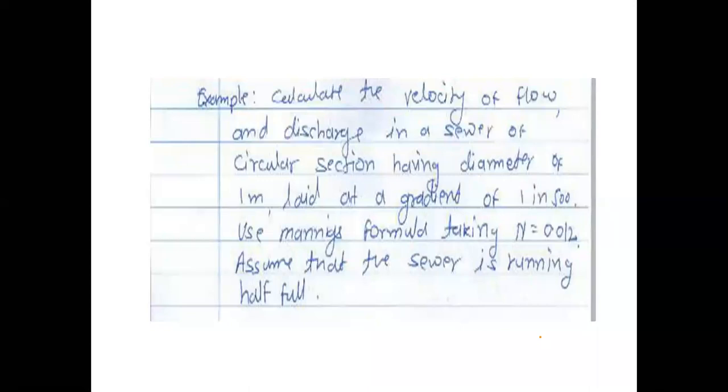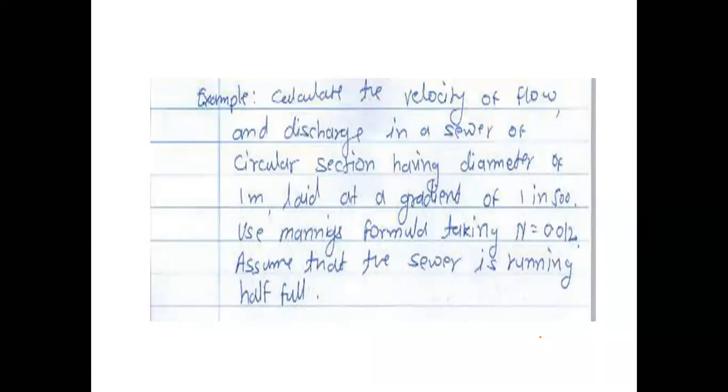Have you copied now? What is the given data? Calculate the velocity of flow. Small v, the velocity of flow, is asked to determine, and discharge Q in a sewer of section having diameter of 1 meter. Capital D is given to you as 1 meter. Is it? Now write down capital D is equal to 1 meter, laid at a gradient of 1 in 500. So S is given to you as 1 upon 500. Write down S is equal to 1 upon 500.